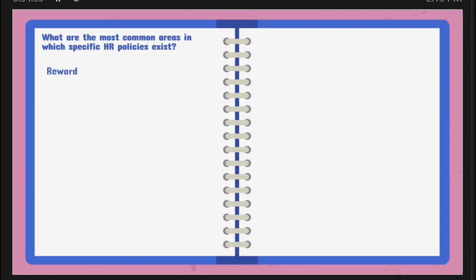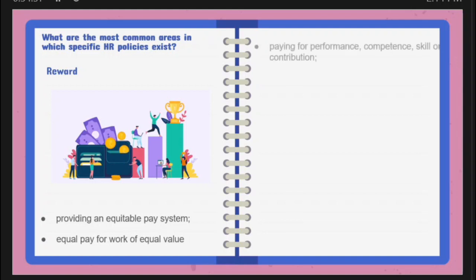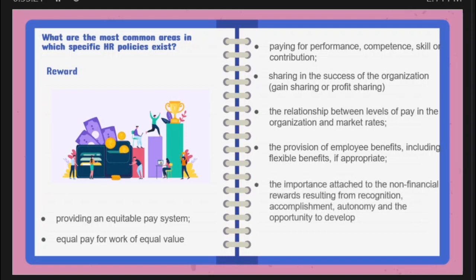Another HR policy is rewards. The reward policy could cover such matters as providing an equitable pay system, equal pay for work of equal value, paying for performance, competence, skills, or contribution, sharing in the success of the organization, the relationships between levels of pay in the organization and market rates, the provision of employee benefits, including flexible benefits if appropriate, and the importance attached to the non-financial rewards resulting from recognition, accomplishments, autonomy, and the opportunity to develop.